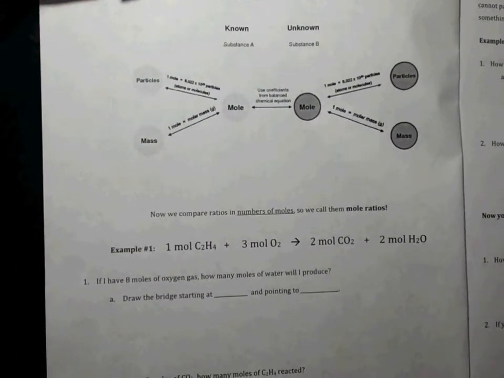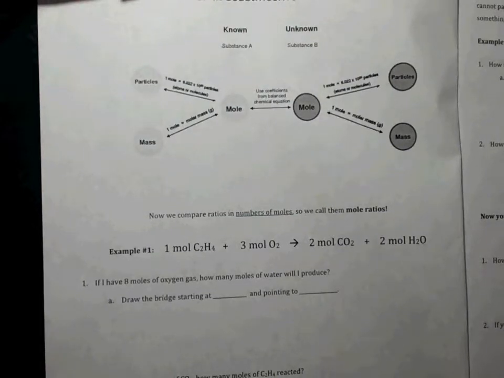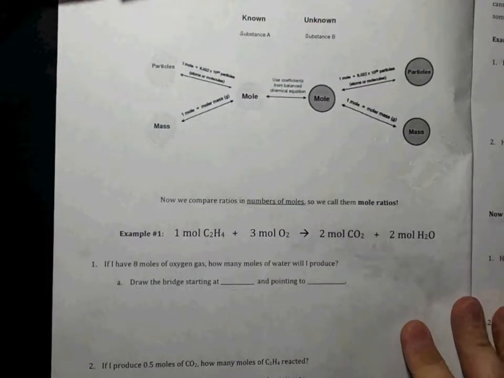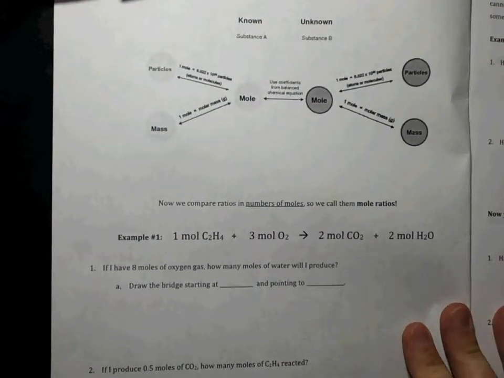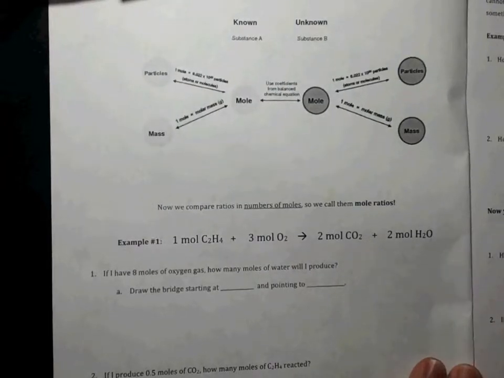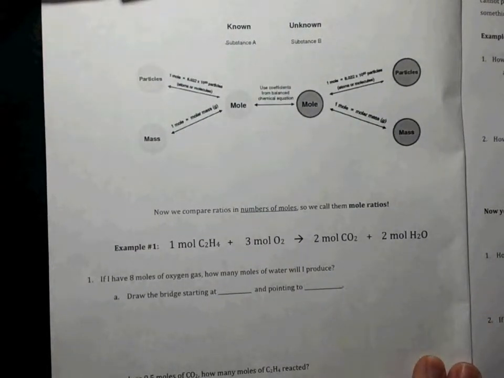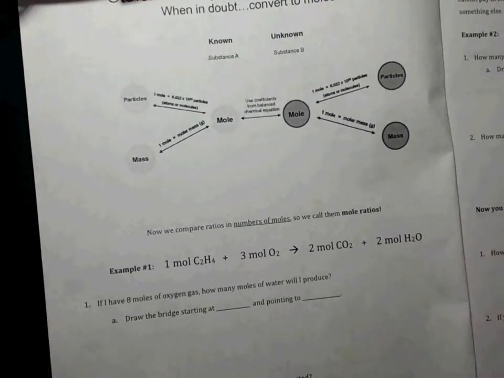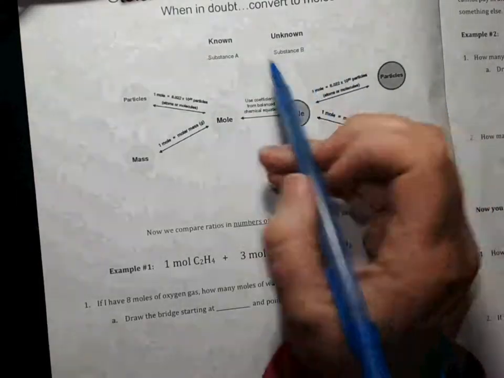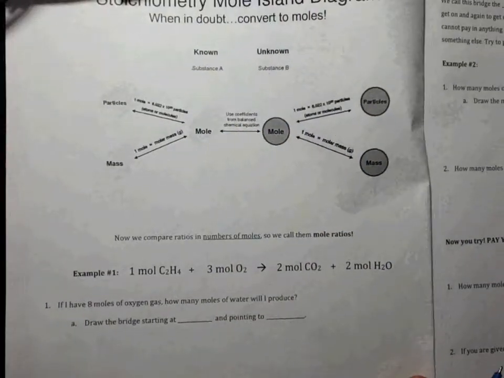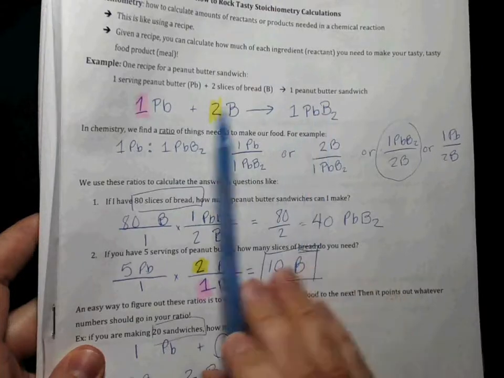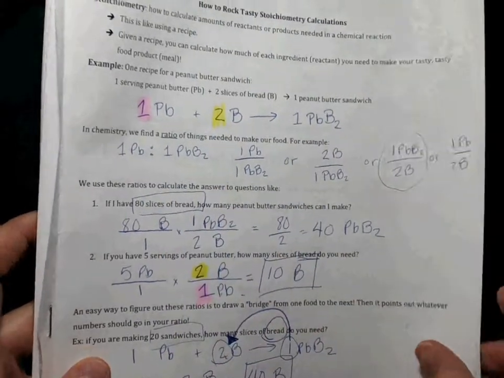All right, it's time to turn to page 11. And as we're looking at page 11, we are going to need to remember what we were just talking about with the sandwiches, okay? If you want to compare one substance to another substance, we have to use the ratios in our reaction. Those coefficients are going to be very important to us.